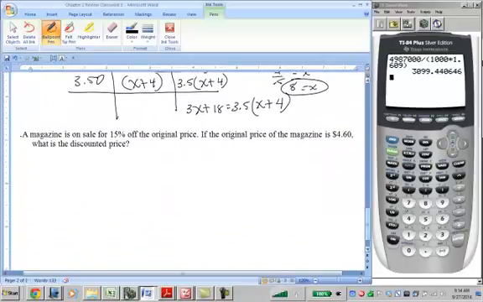Magazine is on sale for 15% off the original price. Original price is $4.60. So it's new.